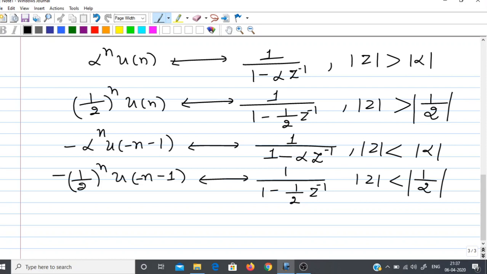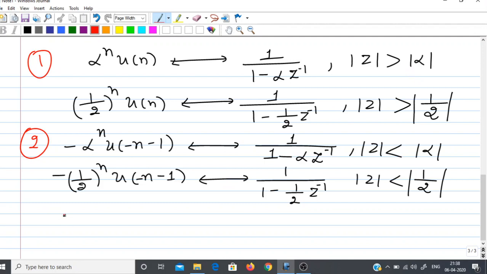And again, it is important to note from these two examples that these two sequences, sequence 1 and sequence 2, are altogether different, but their expressions for Z transforms are exactly the same. What are they? They are 1 upon 1 minus alpha z inverse. But where is the difference? The difference is in their ROCs.